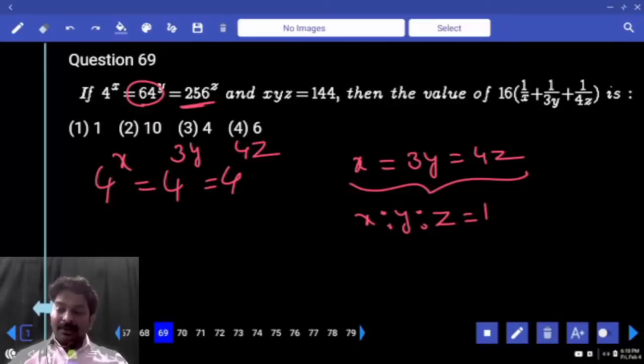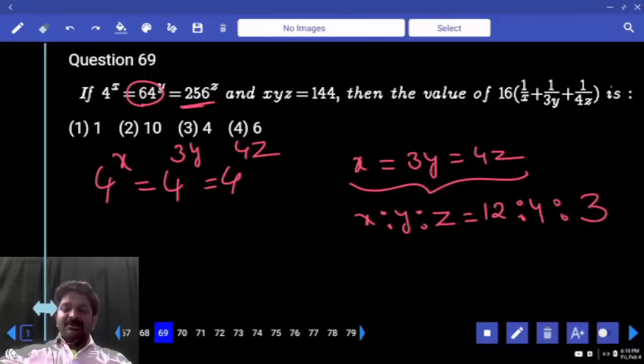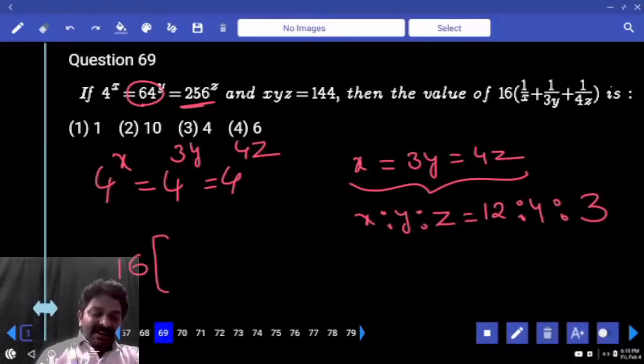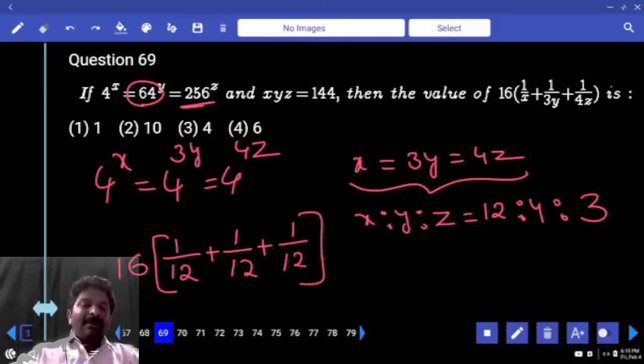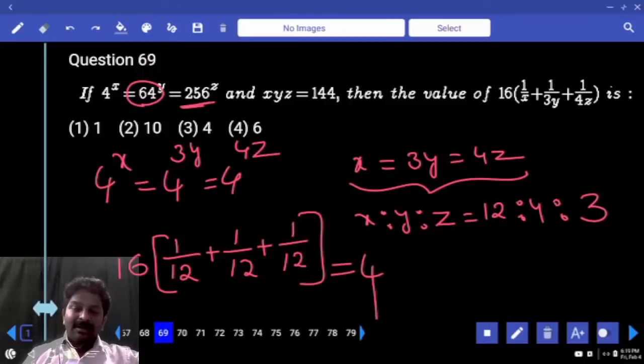3 into 4. Next, hide the second number, hide 3. 1 into 4. Hide the third number, hide 4. 1 into 3. So x is to y is to z is equal to 12 is to 4 is to 3. Is that clear? Now your question is to identify 16 times of 1 by x, 1 by 12, 1 by 3y, 1 by 3 into 4, again 1 by 12, 1 by 4z, 1 by 4 into 3, that is again 1 by 12. 1 by 12, 1 by 12, 1 by 12, that is 3 by 12. Simplified form of 3 by 12, 16 into 1 by 4. Answer third option.